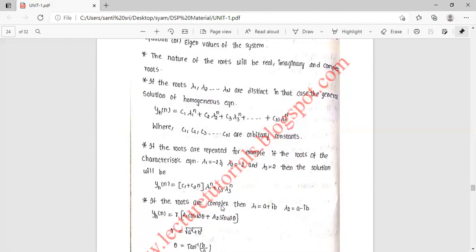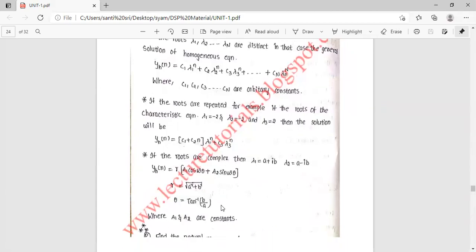The roots are lambda 1 is minus 2, lambda 2 is minus 2, and lambda 3 is 2. Then the solution will be like this: yh of n equals (C1 plus C2 n) into lambda 1 power n plus C3 into lambda 3 power n. Okay, so that is the solution if two roots are equal and another root is different.